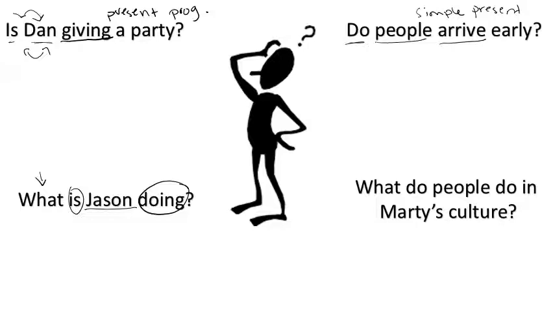To turn it into a WH question, what do people do in Marty's culture? Again, this is simple present because I'm asking you about something that they usually do. Again, I add my WH in front of my form of do, and I put my subject in the middle and my verb after, which in this case is do. So we have do and do twice.